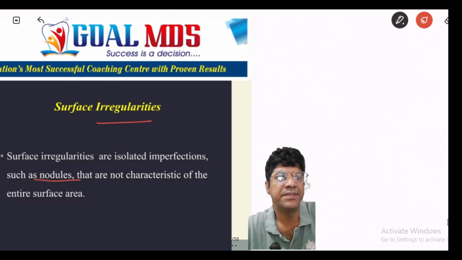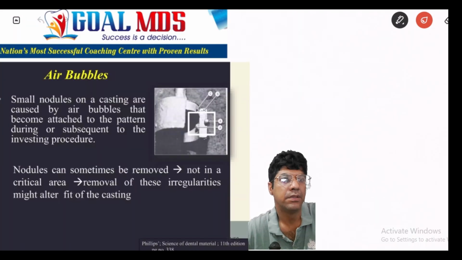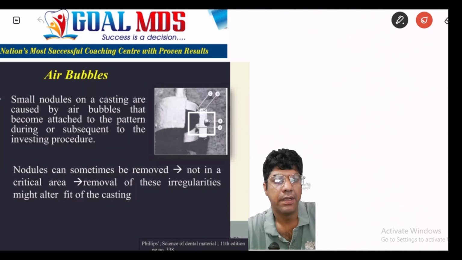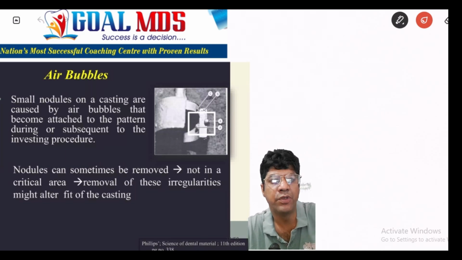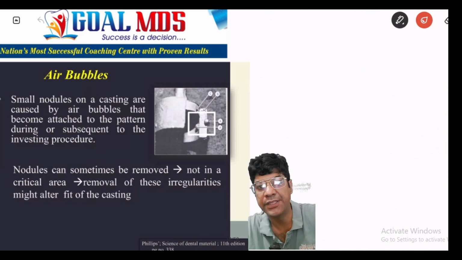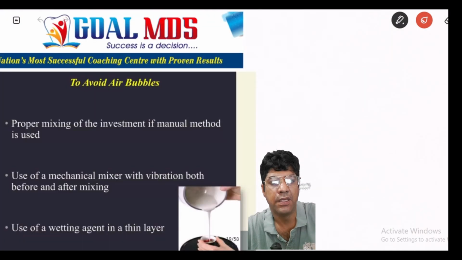Other are the surface irregularities. They are the nodules that could be seen on the surface. The presence of small nodules on the casting is caused by air bubbles that become attached to the pattern during or after the investing procedure, which can cause a challenge in dental casting. So what are the causes of small nodules or air bubbles? During the investment, air bubbles can become trapped on the surface of the wax pattern or within the investment material.